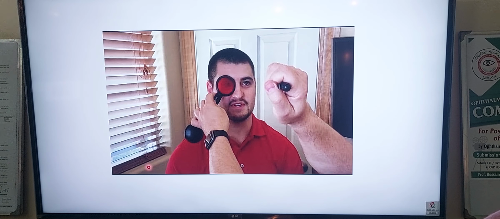It should be parallel. And tell me how you see the dot and the line. Do they coincide? Okay, now change the direction. Are they coinciding now? Okay. Thank you so much. Thank you, doctor.